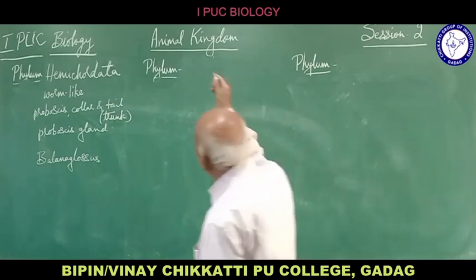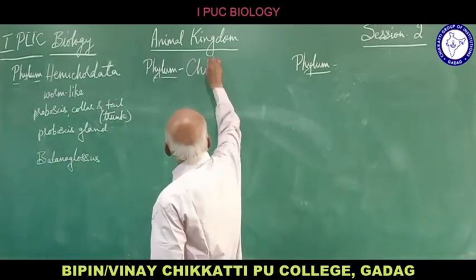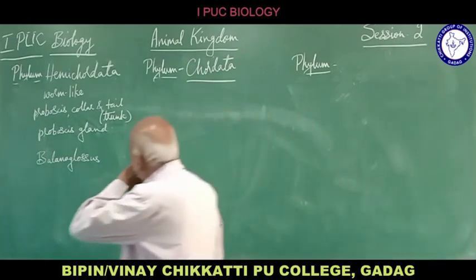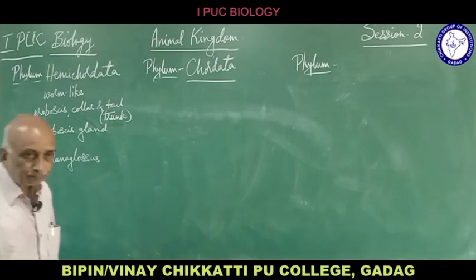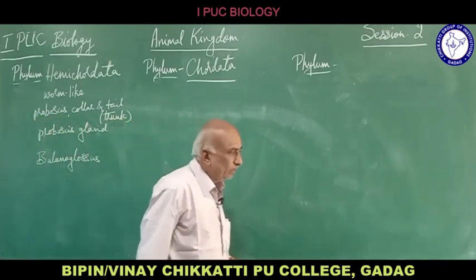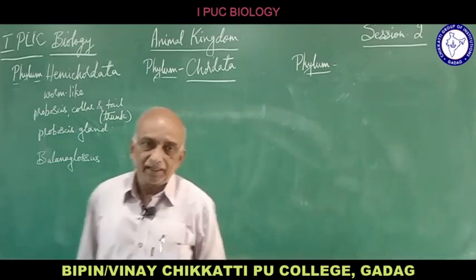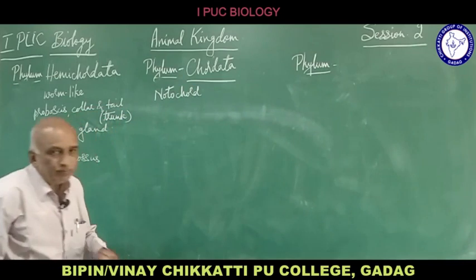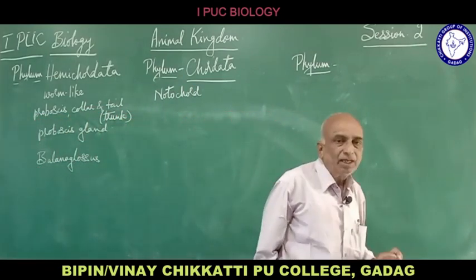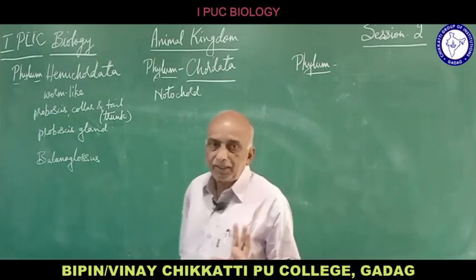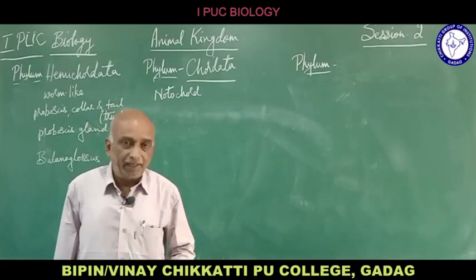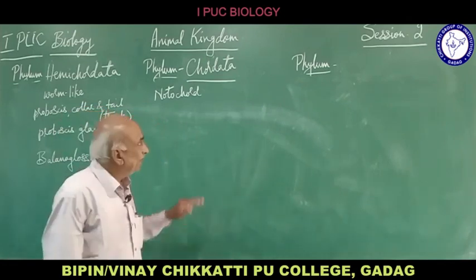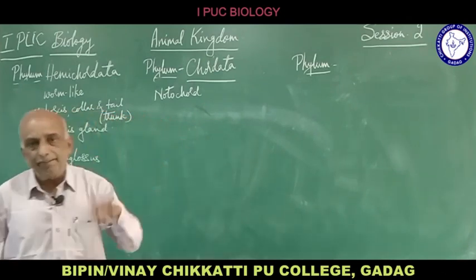And then if you come to the next phylum, phylum Chordata. Phylum Chordata is a developed group. Chordates have three important characters. The presence of a notochord is an important character. We have studied what a notochord is: a rod-like structure developed in the embryonic development of an animal from the mesoderm layer. The mesoderm gives rise to a rod-like structure at the time of embryo development, and that is called the notochord.